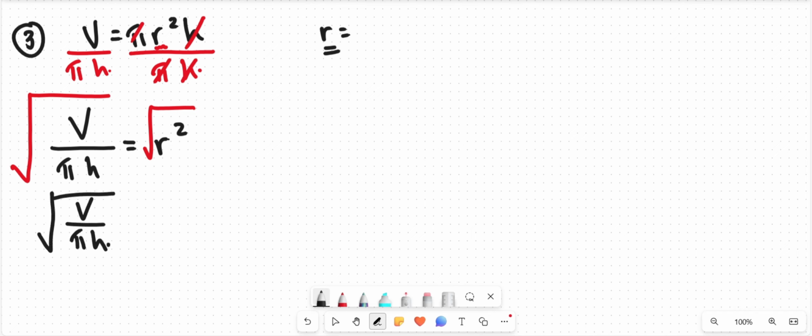So we have the square root of v divided by pi h is equal to r. And if you look at this the other way around, the square root of v divided by pi h is your final answer.